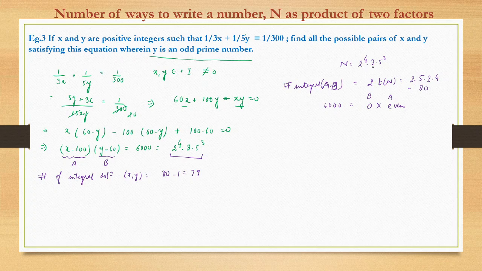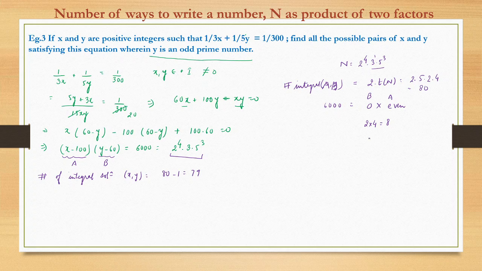Number of odd factors would be nothing but, we look into these two cases. So 3 has the power of 1, 5 has the power of 3. So it will be 2 into 4, which is 8 cases, right? 8 values. What are those values? What are the values which B can take?